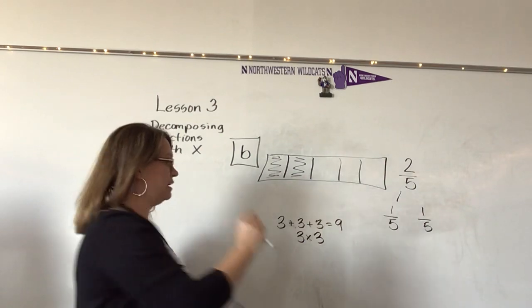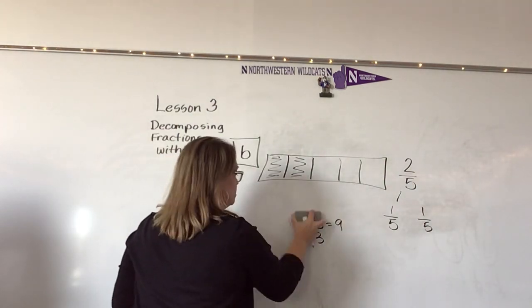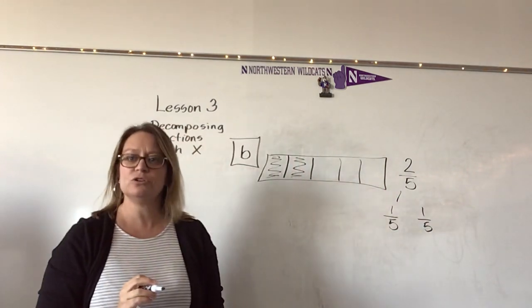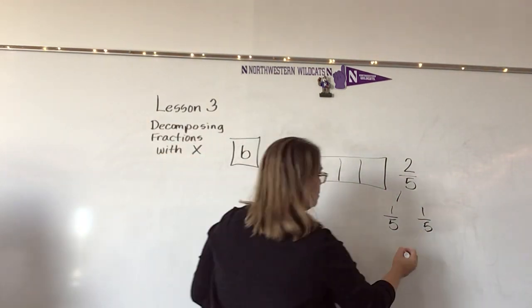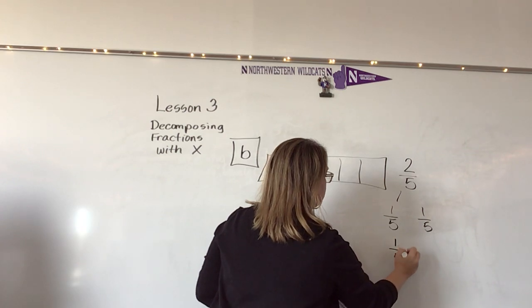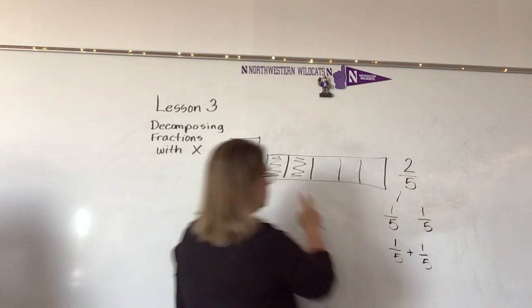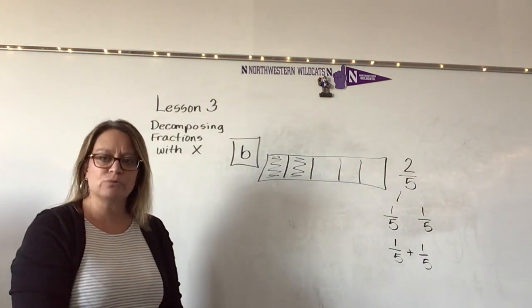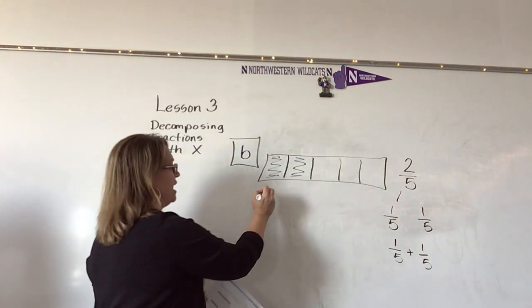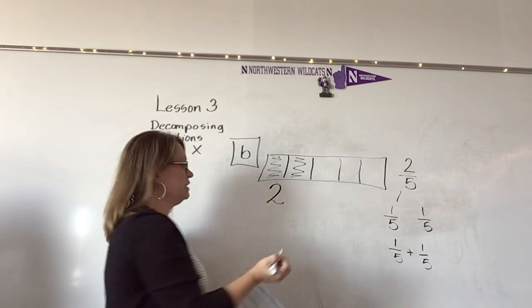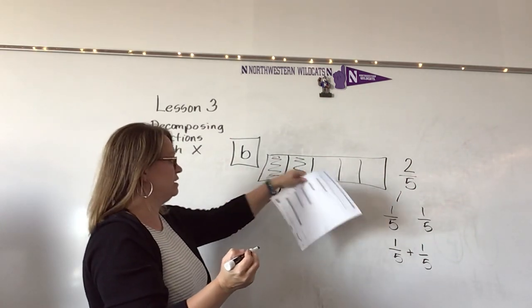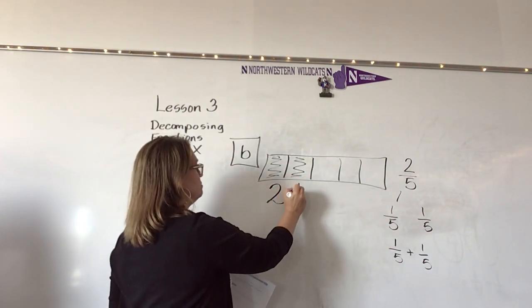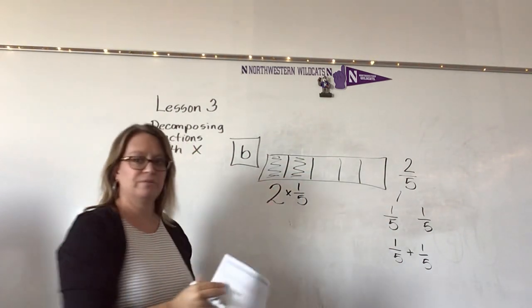Keeping that in mind, if I look back over here, I have 1, 2 fifths, 2/5, or 1/5 plus 1/5. Well, how many do I have? I have 2. So I could also write this as a multiplication sentence. I have 2 filled in, and how many are filled in? 1/5, 1/5. So it would be 2 times 1/5.